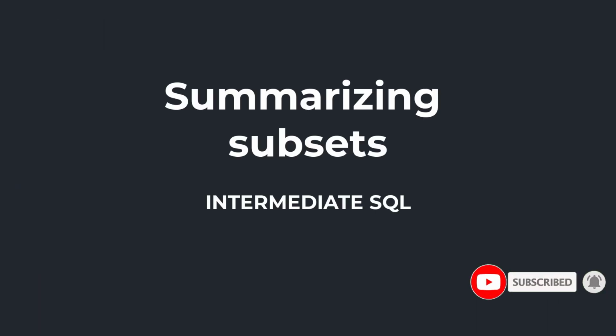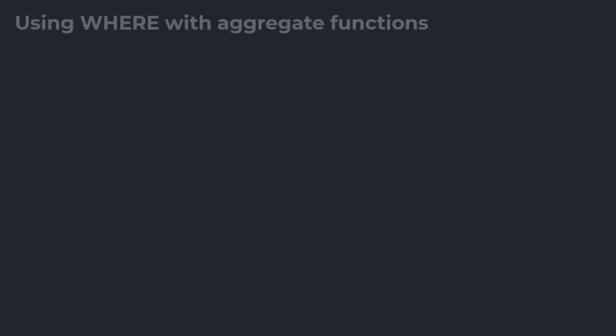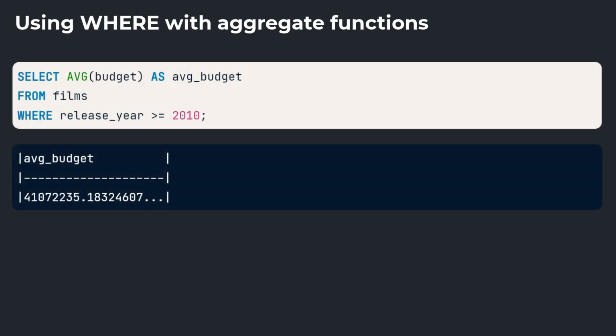Now we will combine our filtering skills with our new summarizing skills. We can combine aggregate functions with the where clause to gain further insights from our data. That's because the where clause executes before the select statement. For example, to get the average budget of movies made in 2010 or later, we would select the average of the budget field from the films table where the release year is greater than or equal to 2010.